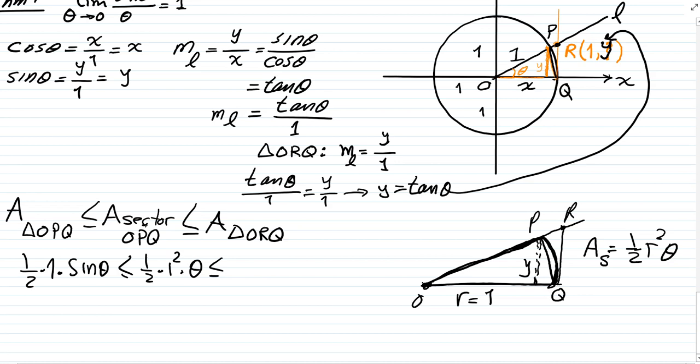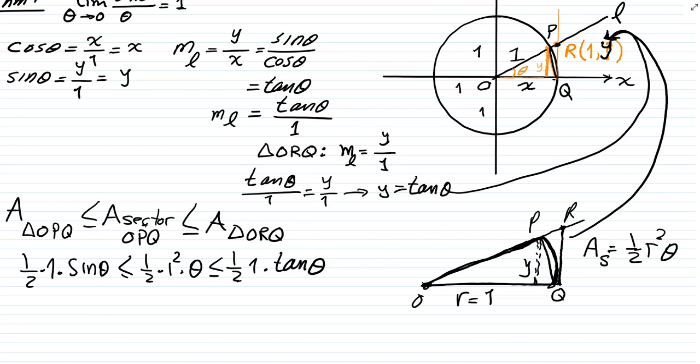And the area of triangle ORQ, the larger triangle, is 1/2 base. Base is OQ, which is 1, times height. Remember the height? We found it to be tangent theta. And there, we were able to create an inequality. Now let me tidy up this inequality for you here. If you multiply all three parts of the inequality by 2, the 1/2s drop. So I'm just going to cancel the 1/2s. First part is just sine theta, second part is just theta, and the last part is tan theta.